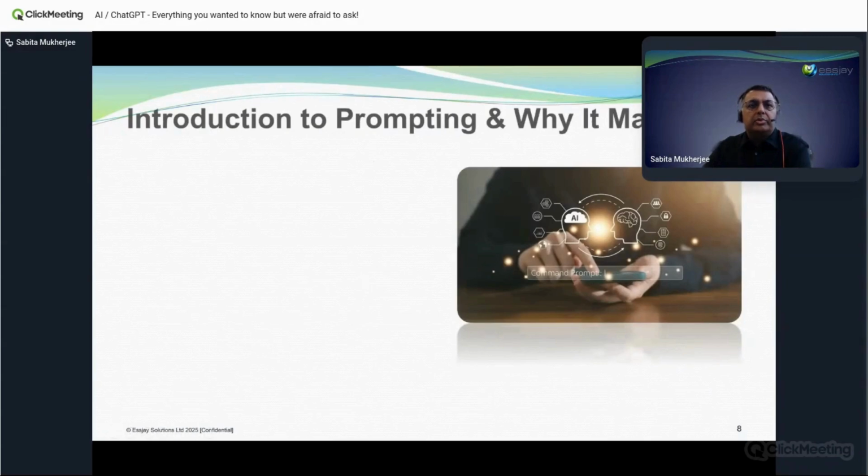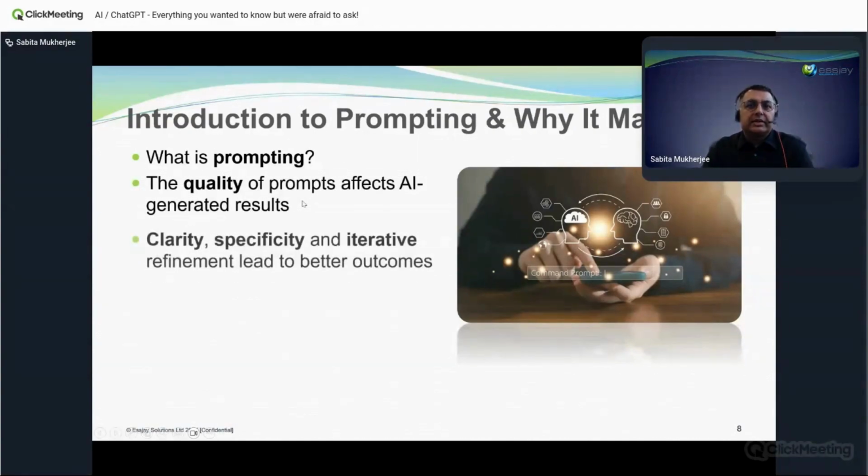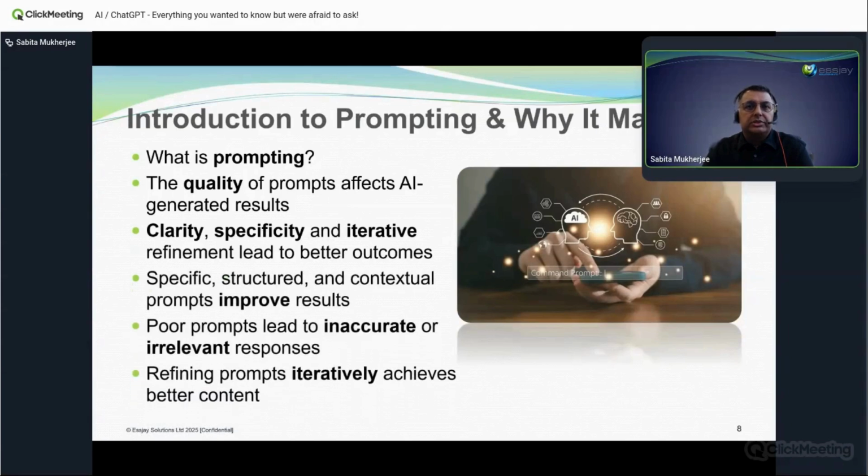Now, let's talk about prompting. What is prompting? Prompting is a process of interacting with an AI model with text inputs. The way you structure your prompts significantly affects the quality of the responses you receive. Clear and specific prompts lead to better answers, so it's important we understand prompting techniques.